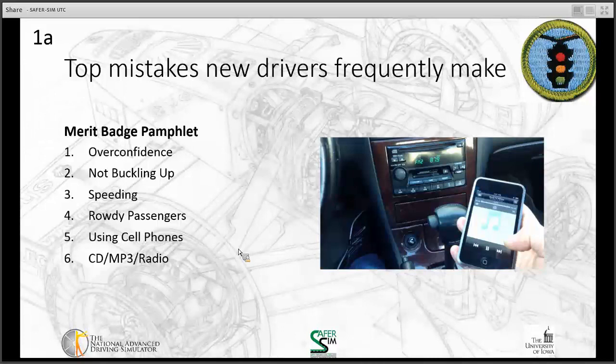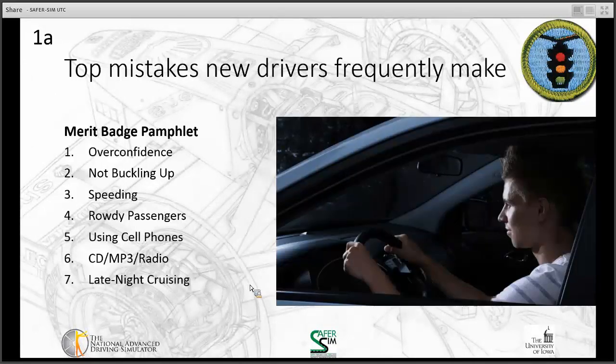Late night cruising. So this is one of the challenges when you're out at night is that it's dark and you can't see as far. Your headlights don't necessarily go as far as you'd like, and so when you're out late at night driving, you're A, more likely to be tired, B, you can't see as far, and so you're also likely to have your friends in the car with you. And so that's all these combinations in terms of late night cruising, and so this is an area where new drivers often make mistakes.